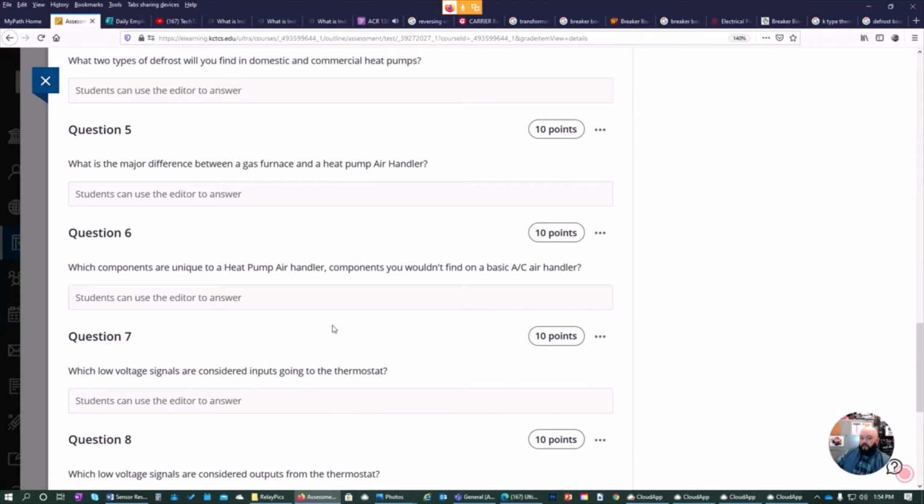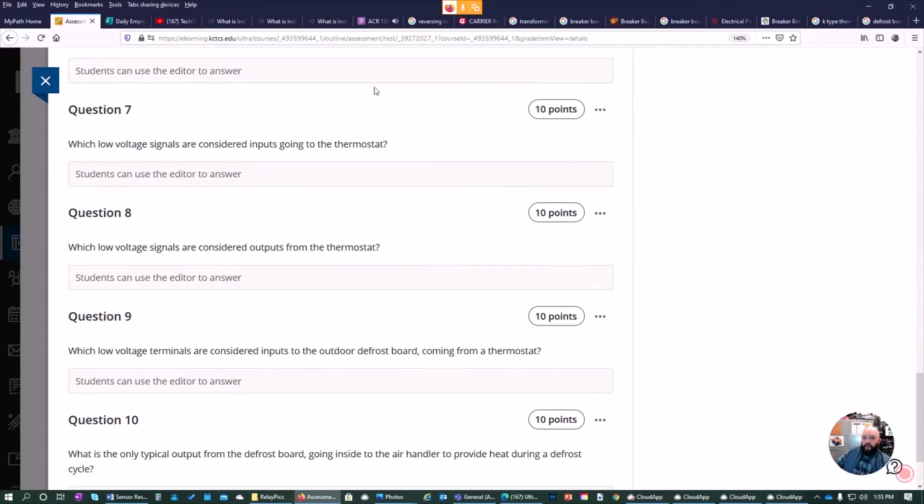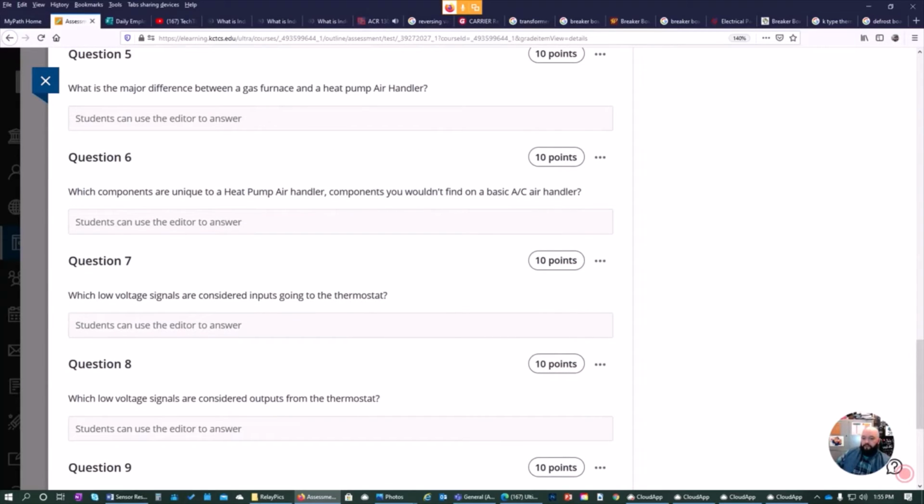And oftentimes on an AC only air handler, you won't find a control board. On all heat pumps, you'll find a control board that will control the sequence of operations.